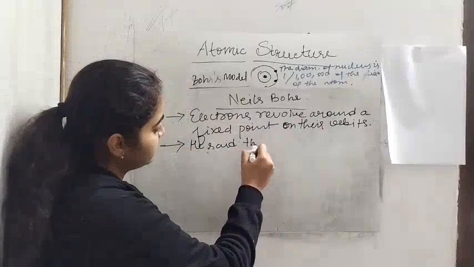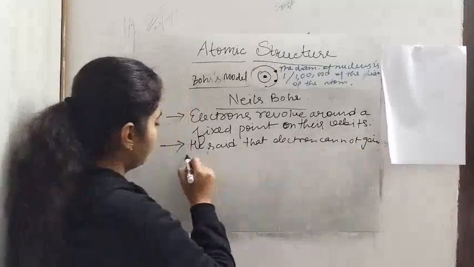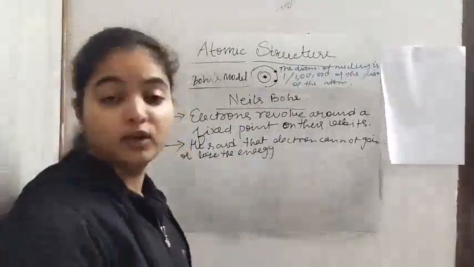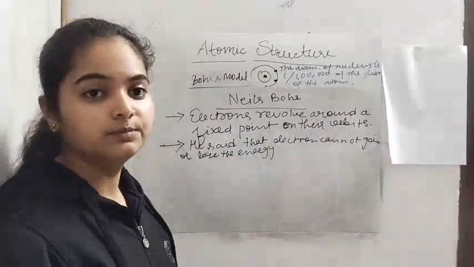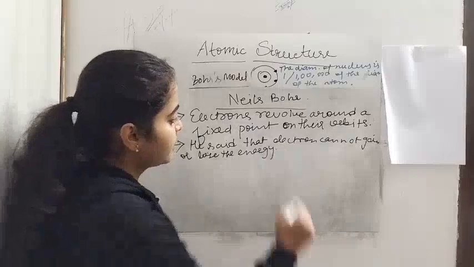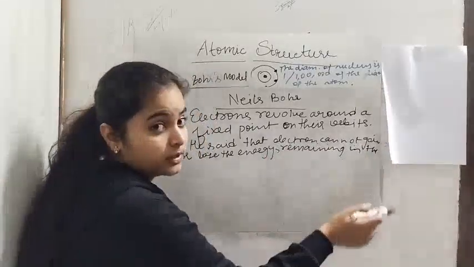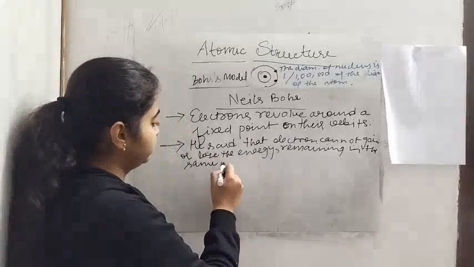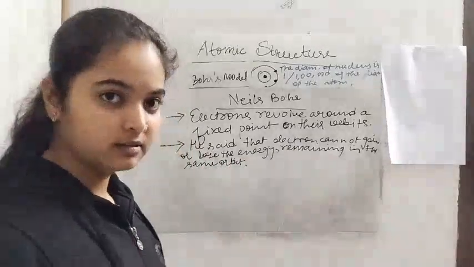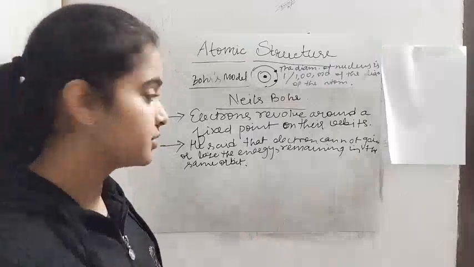He said that electrons cannot gain or lose energy remaining in the same orbit. This is an important point, remaining in the same orbit. What does this mean? This means that electrons can gain and lose energy, but if they gain or lose the energy, they change the orbit. If it remains in the same orbit, it cannot gain or lose energy.